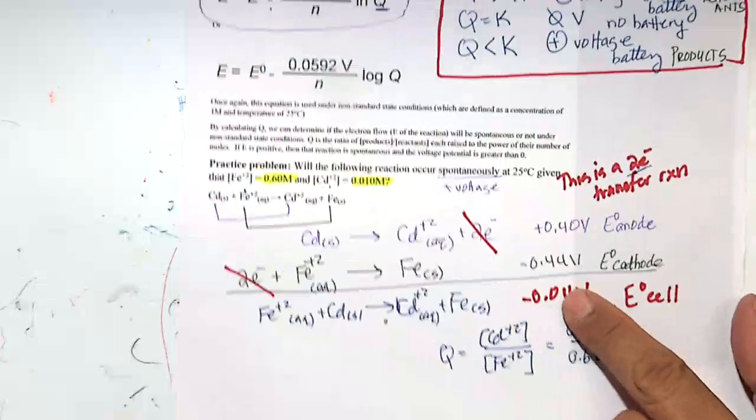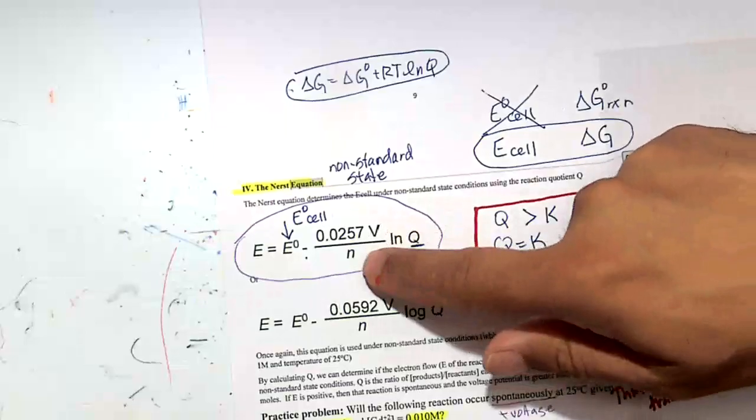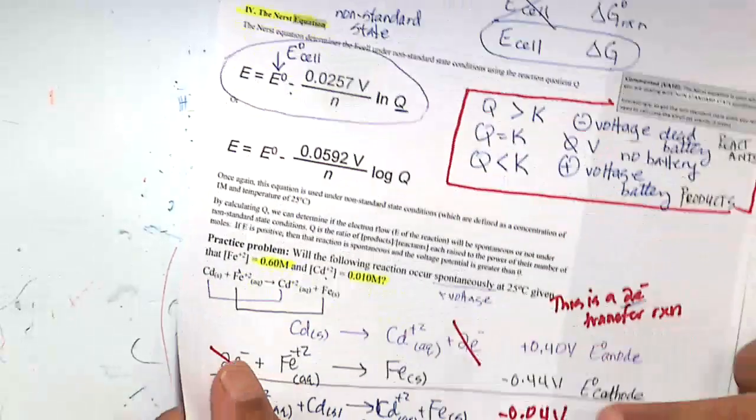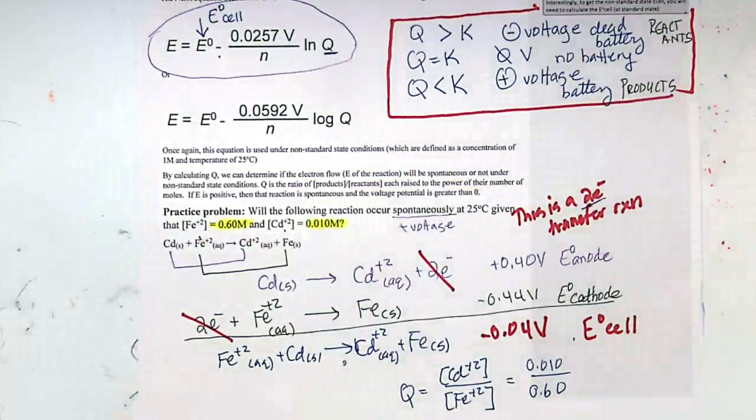So we calculate Q. N is 2. E, we just calculated, E cell here is minus 0.04 volts.